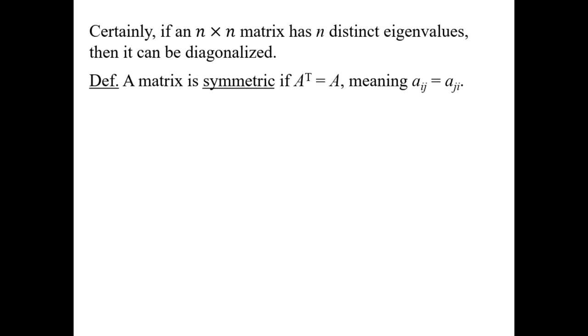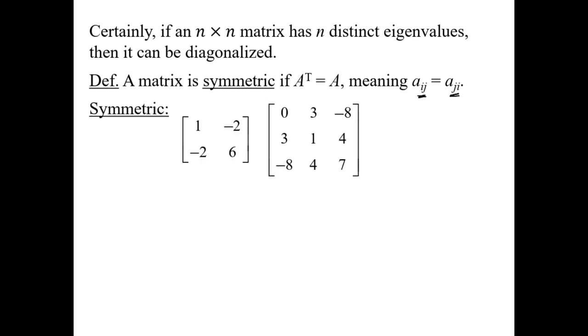Now we have a new definition. The word symmetric. A matrix is symmetric if A transpose is equal to A, meaning the entry in row i, column j is the same as the entry in row j, column i. Just a couple of examples visually to see what I'm talking about.